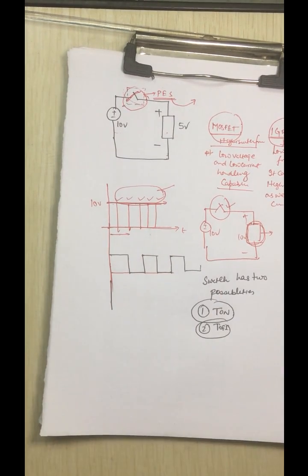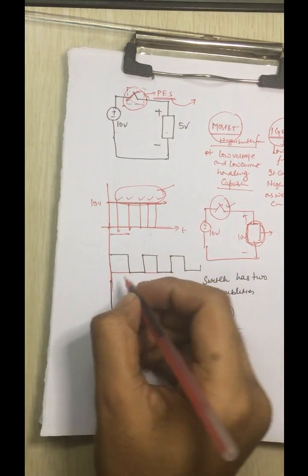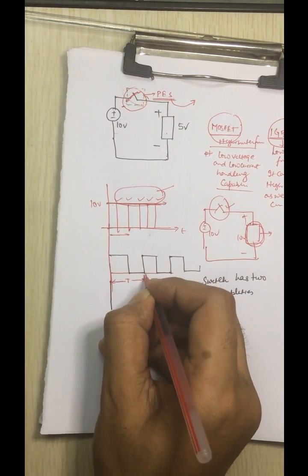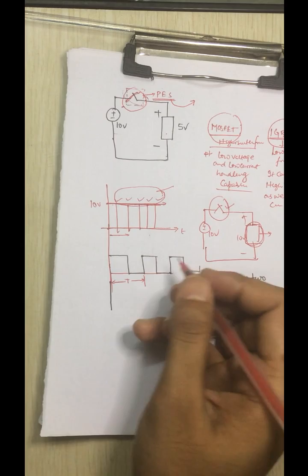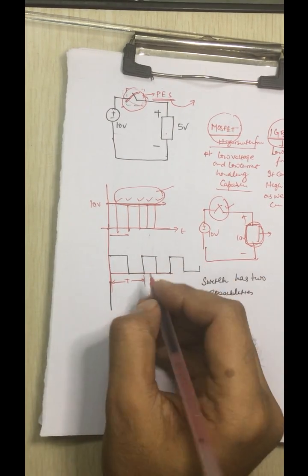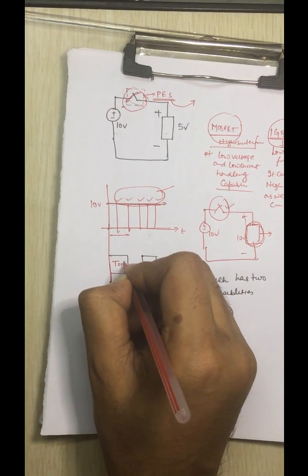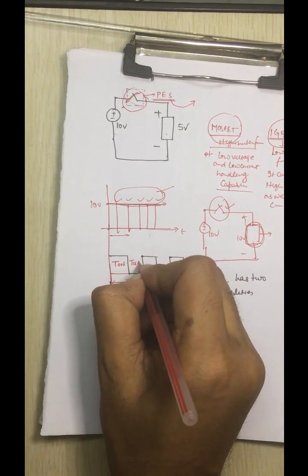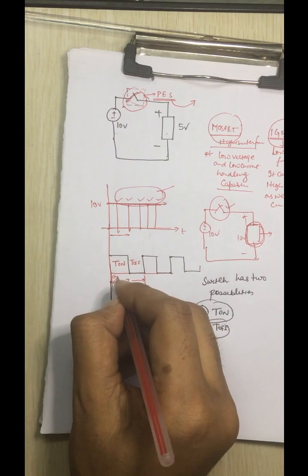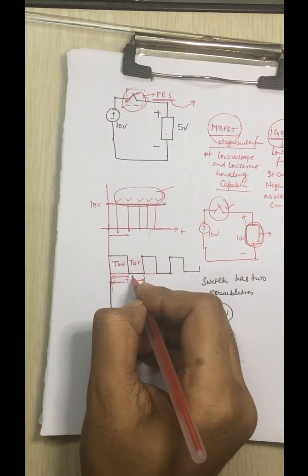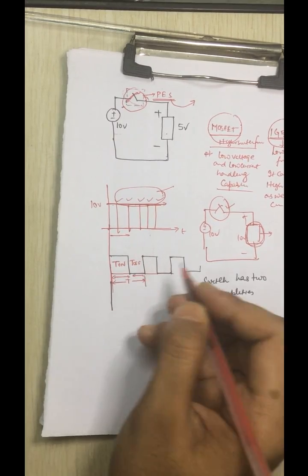Now, as we can see from the waveform, from here to here there is one cycle, because after that there is a repetition of the waveform. So in this one cycle, here is the T on, here is the T off. So this much duration of time we are turning on the switch, and this much duration of time we are turning off the switch.